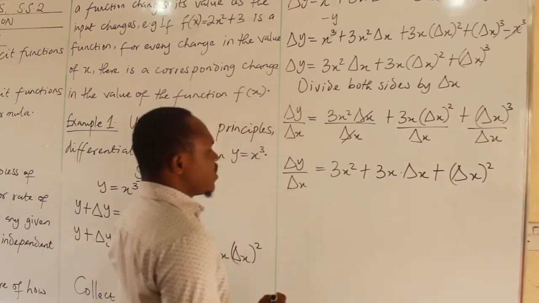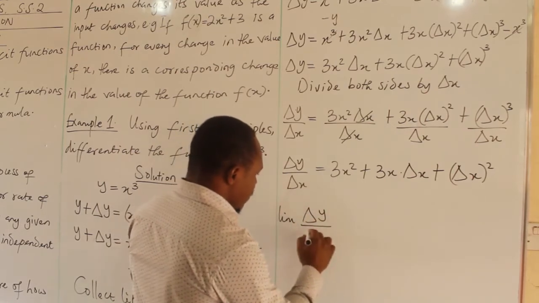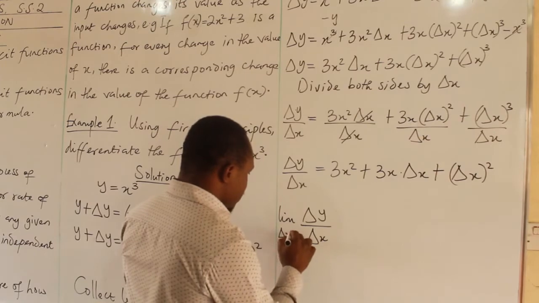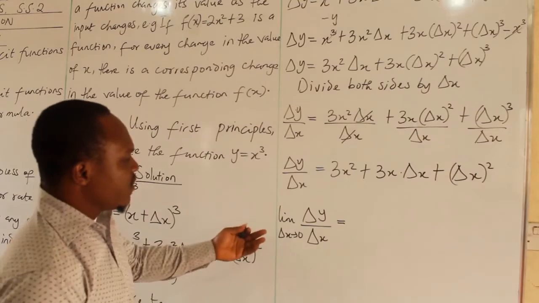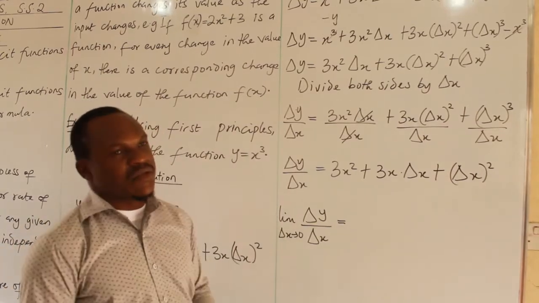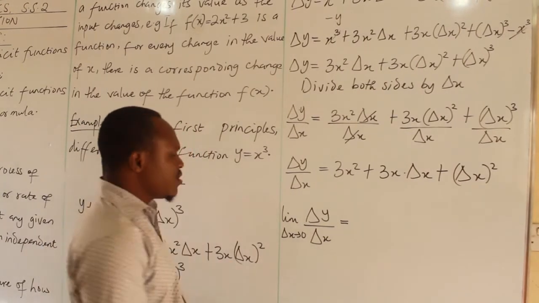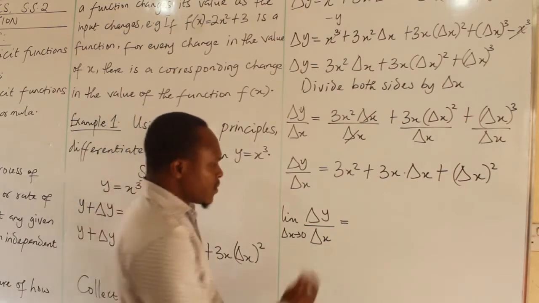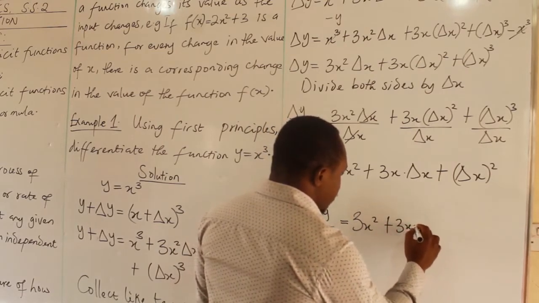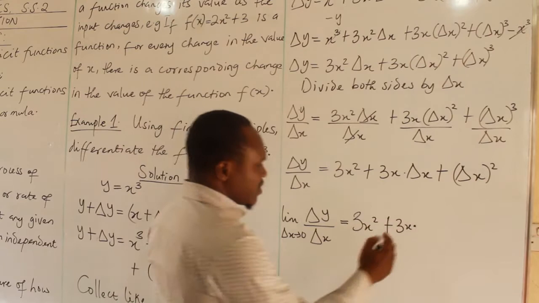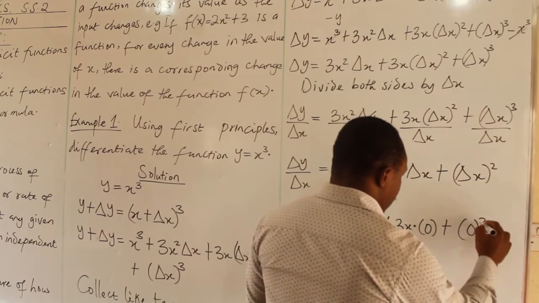At this point, we are going to be looking for the limiting value of delta y by delta x as delta x tends to 0. Now, if we are looking for the limiting value of delta y by delta x as delta x tends to 0, just like what I previously taught you in class, it means that at every point where we find delta x, we substitute delta x for the value 0. So we're going to be having 3x squared plus 3x dot, as I said earlier, wherever we find delta x, we replace it with the value 0, plus 0 all squared.